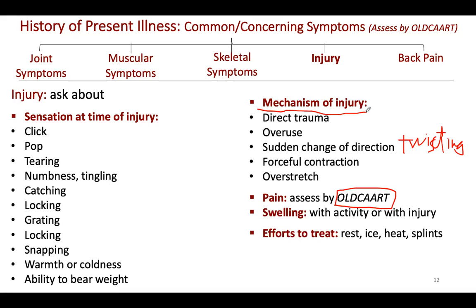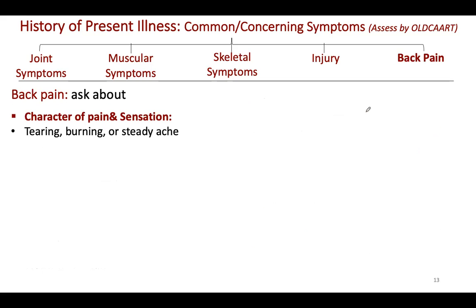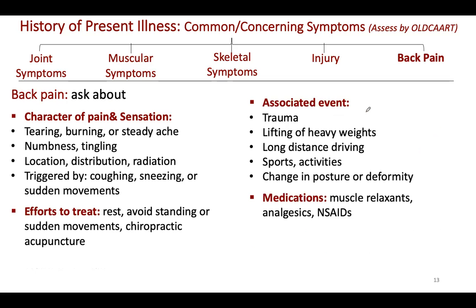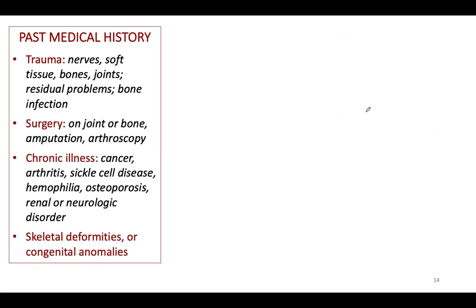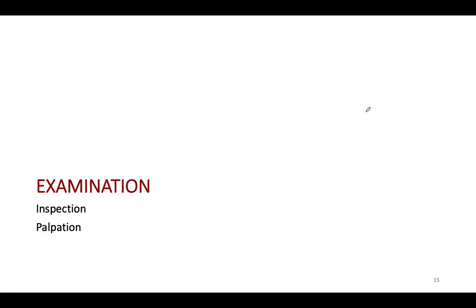Ask about any swelling, efforts to treat, and medications. For back pain, this is what you need to ask about. Again, the character of pain, where you apply the OLD CART mnemonic, associated events, efforts to treat, and medications. This is past medical history, family, and social history. Now let's start talking about examination of the musculoskeletal system, and it's only done by inspection and palpation.